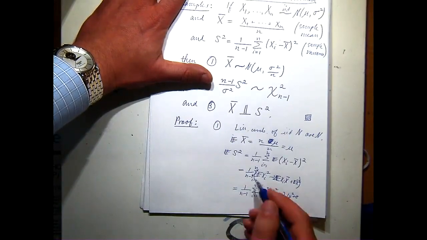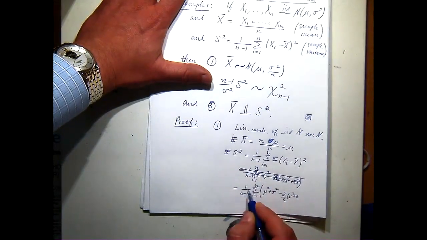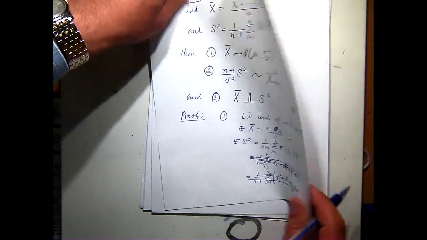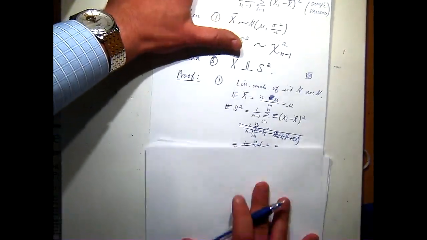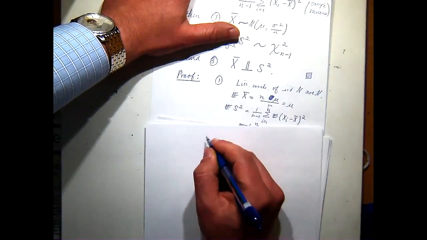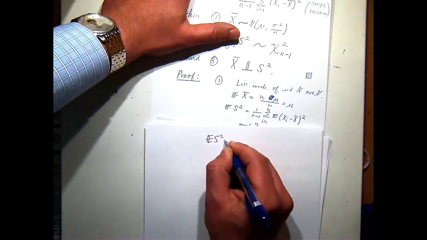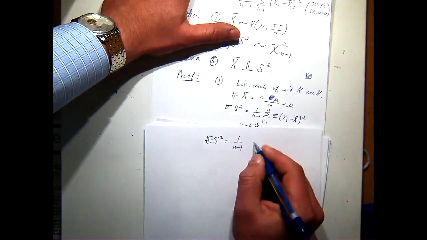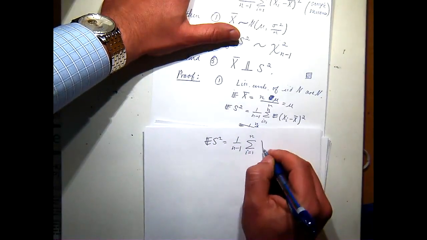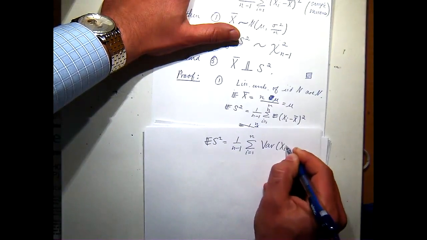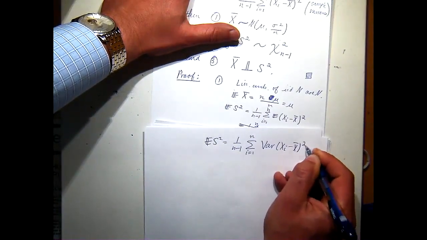Where I went wrong when I did this was I expanded it out in terms of expectation, which is not quite as nice in the case where the mean is not 0. So I'm going to write this another way. The expected value of s squared is 1 over n minus 1, sum i equals 1 to n, of the variance of xi minus x bar. This is going to make it a lot better in my calculations.